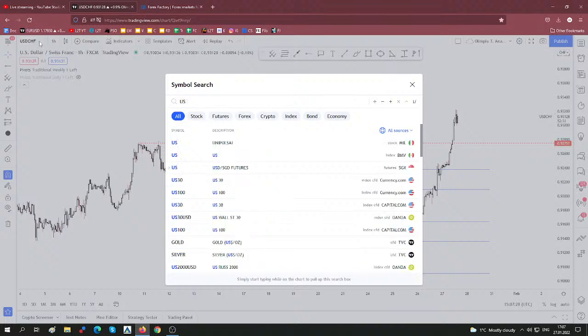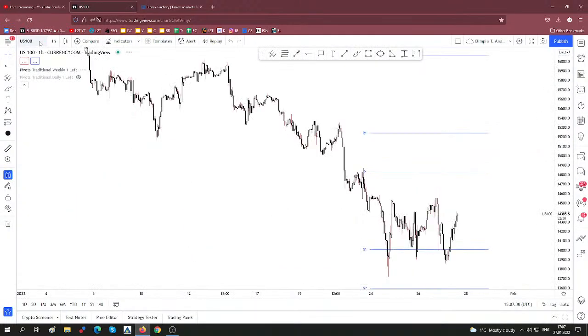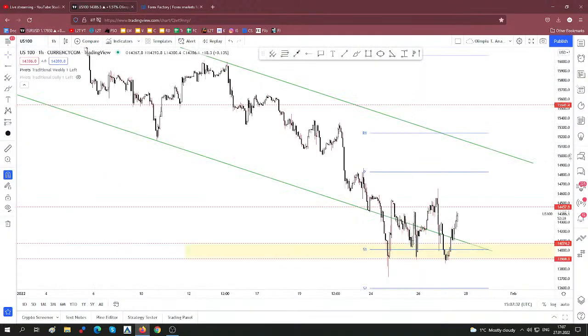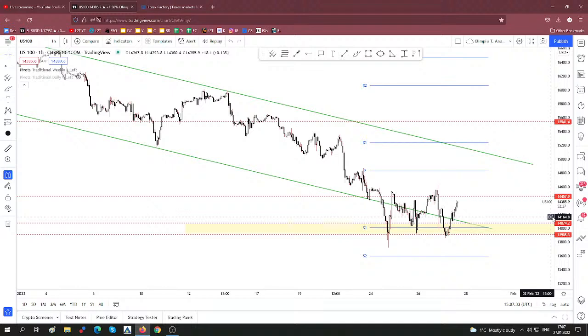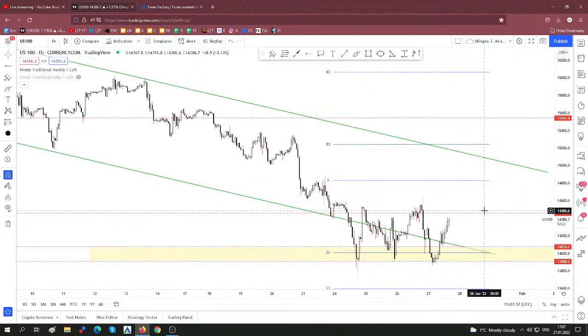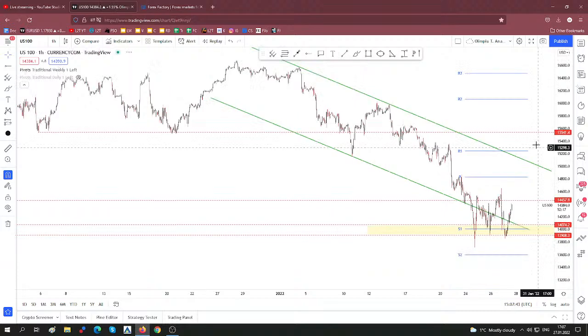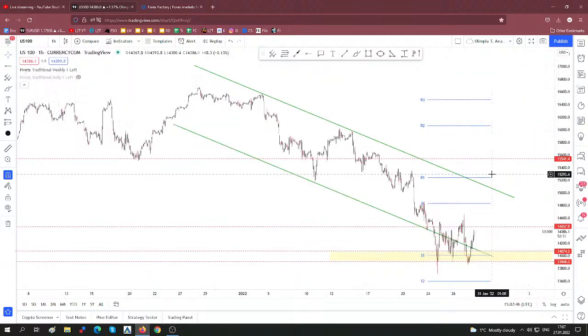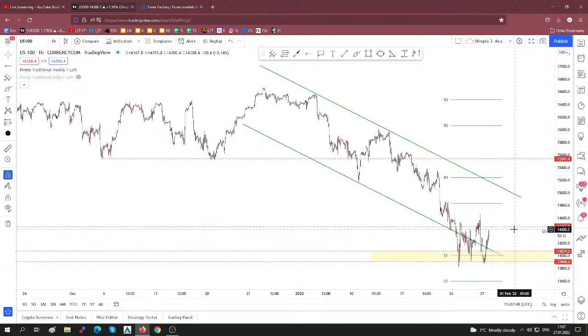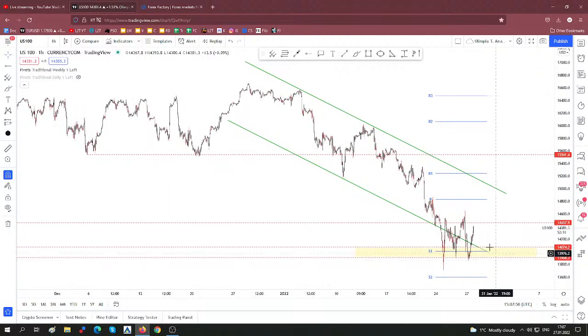Okay, US 100, guys. In the thumbnail I've said something like US 100 buy. Okay, so let's take a look here. If you remember, I've talked about the Nasdaq US 100 in my previous webinar, and I've said that maybe I will look for longs, for new buying opportunity.